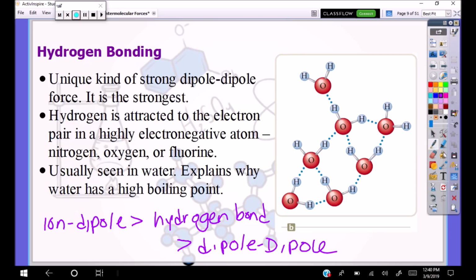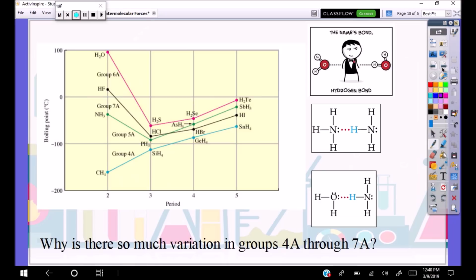It's why it typically has a high boiling point. Here's some other examples. Here's NH3, has some hydrogen bonding occurring in it there in the middle picture here. And we also have NH3 forming hydrogen bonds with water. When we look at the graph on the left here, you see that the boiling point just goes up, up, and up with each group.